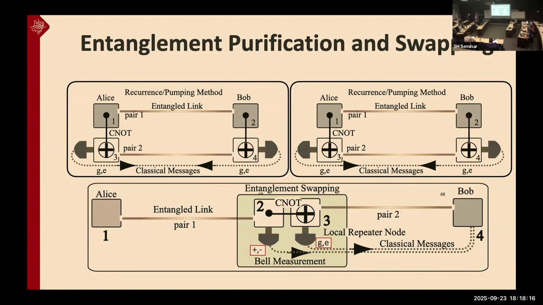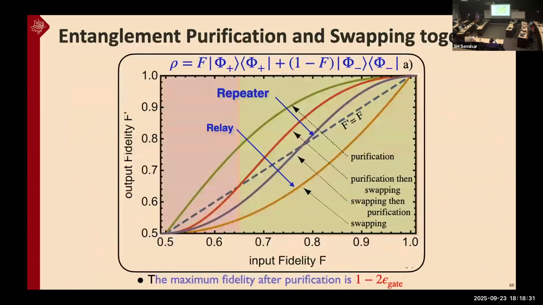Swap, then purify? Why? Swap will also introduce some noise, so you can purify that and then. That's exactly what we thought ourselves. So let me just explain the figure to you, okay? Initial fidelity, final fidelity of Alice and Bob's pair. I'll just highlight a couple of curves to you to start with.